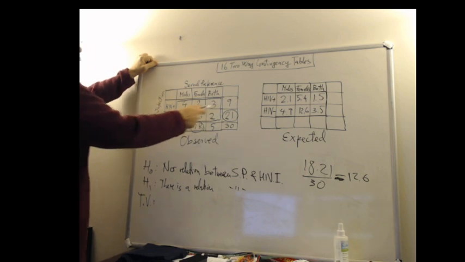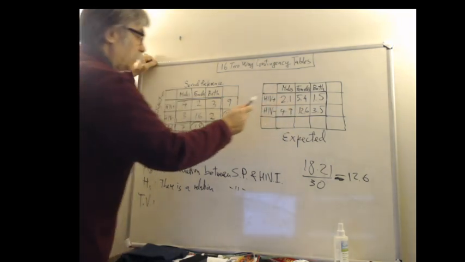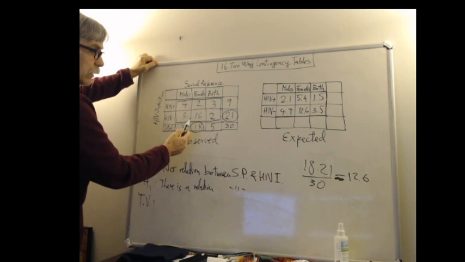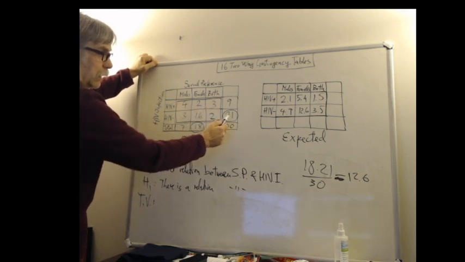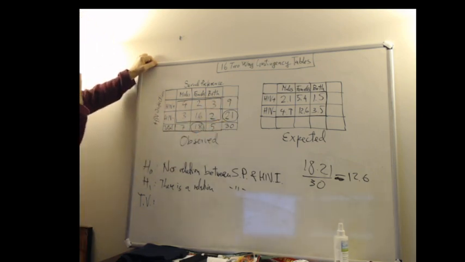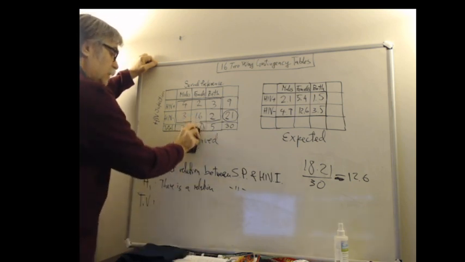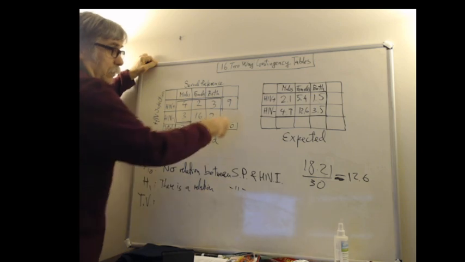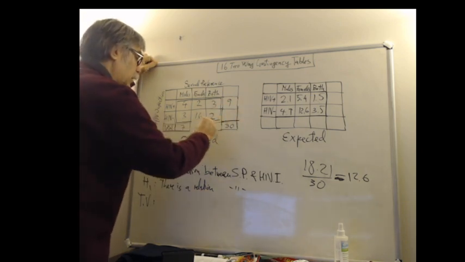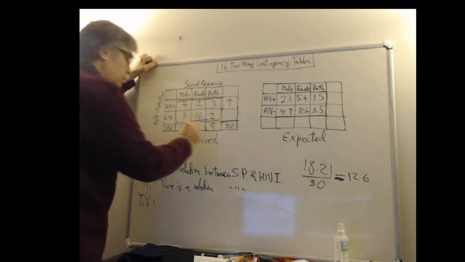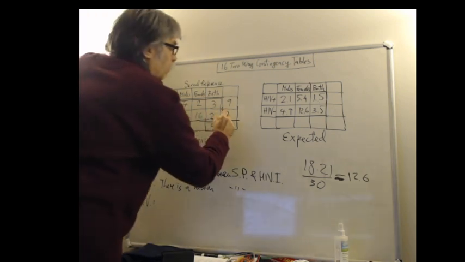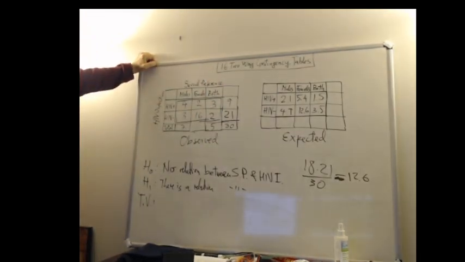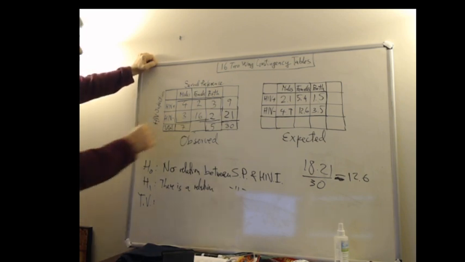This is the actual value, and how do you get the expected value? You multiply this guy with this guy and divide by 30. Okay? It's very simple stuff. Now, I was arguing why that is. If there is no relation, then 30% should be infected, 70% should not be infected.